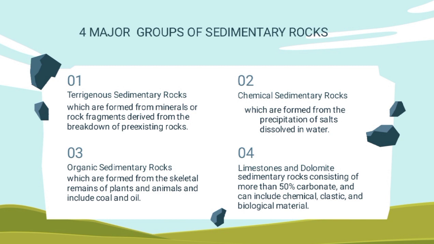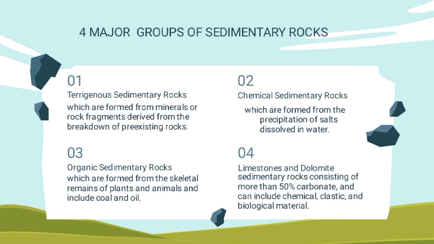First is the terrigenous sedimentary rocks, or usually called the clastic sedimentary rocks, which are formed from minerals or rock fragments derived from the breakdown of pre-existing rocks, or simply said, it is formed by weathering processes which break down rocks into pebbles, sands, or even clay.